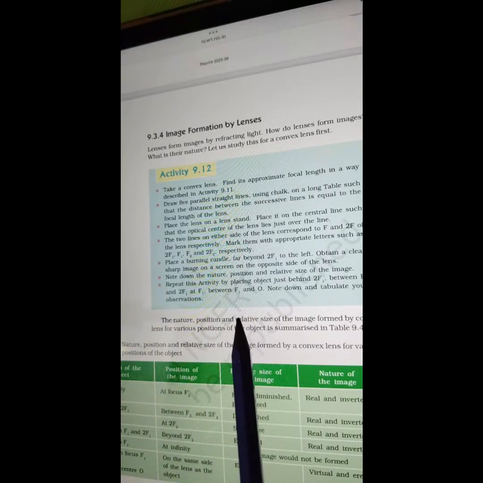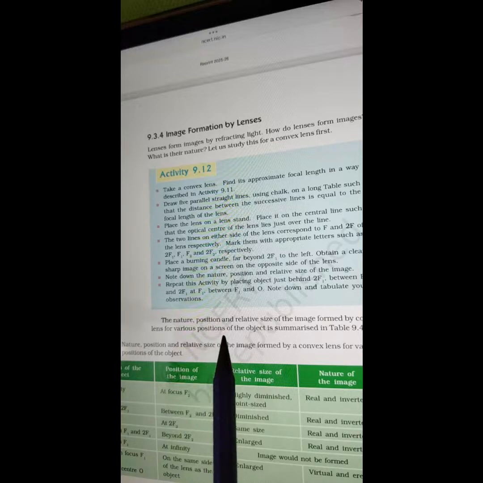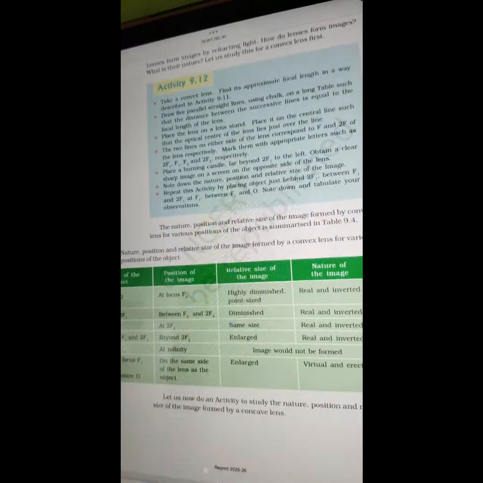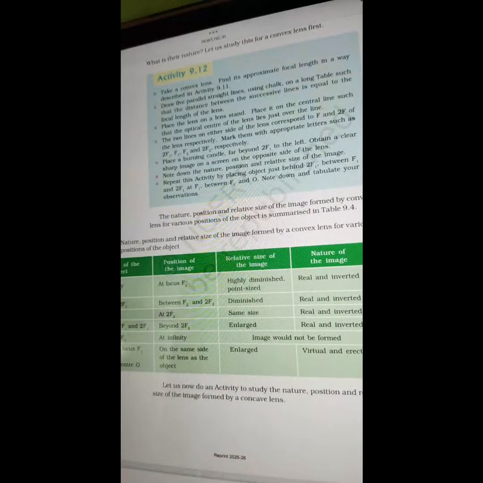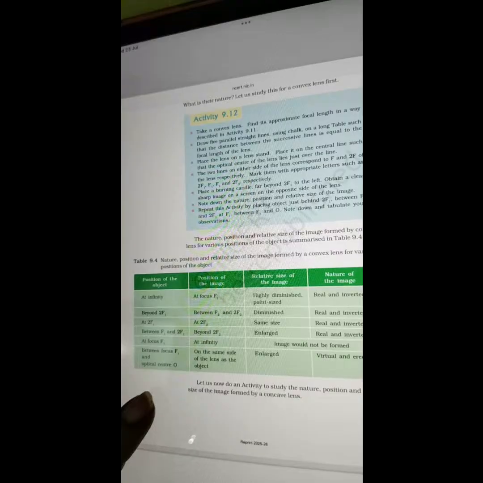Repeat this activity by placing the object just behind 2F1, between F1 and 2F1, at F1, and between F1 and O. Note down and tabulate your observations. The nature, position, and relative size of the image formed by a convex lens for various positions of the object is summarized in table 9.4. So they are giving you the idea for the convex lens. If you place the object at infinity, the image will be formed at F2. The image will be highly diminished, point-sized, real and inverted.